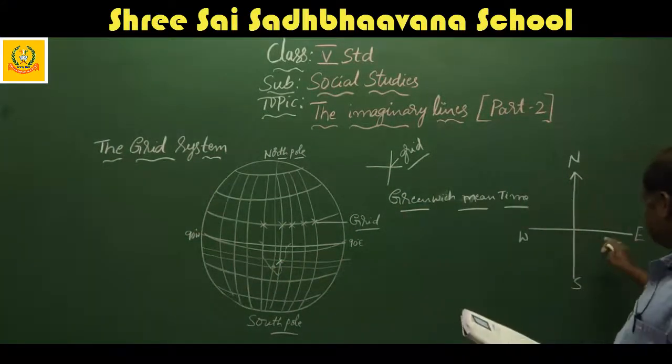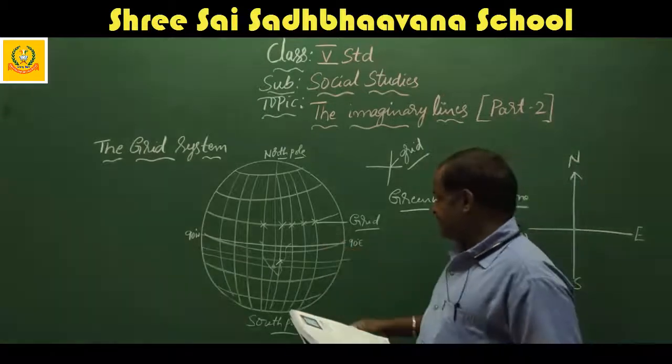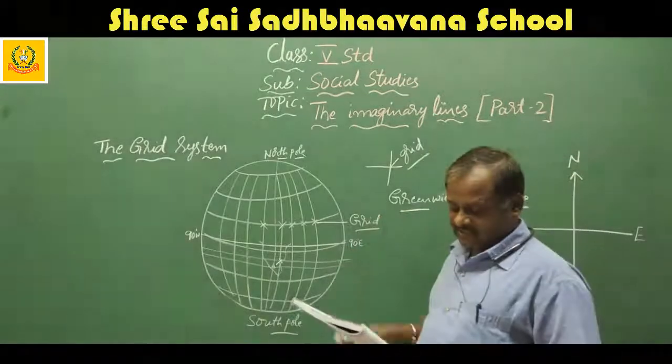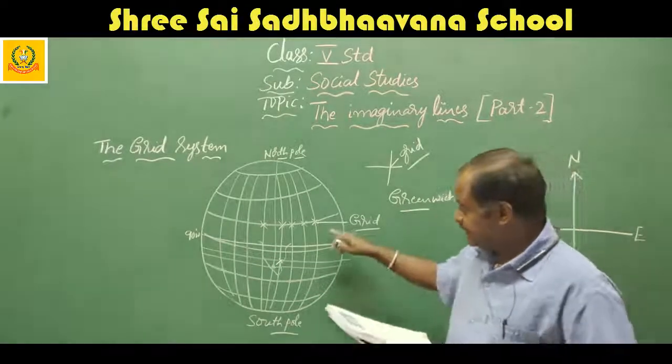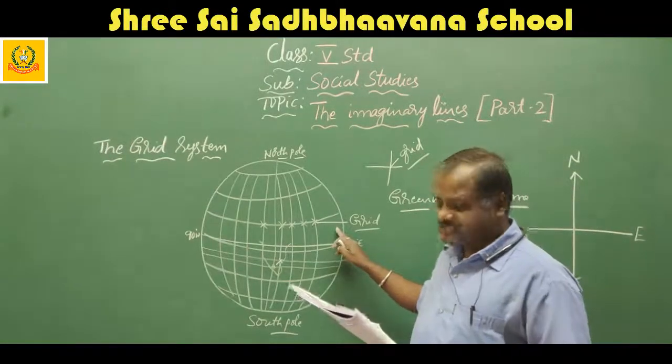This is the prime meridian. To this east, whatever countries are here, they will get the sunrise first. That means they face the sun first. That means when the day starts, from here only the day starts.